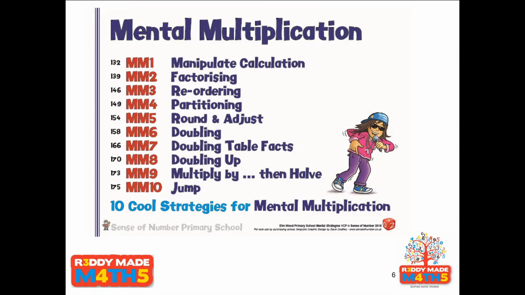Let's have a quick brief look at the strategies we've seen so far. Well, we started day 1 with a look at all of the strategies. Day 2, we looked at reordering. Day 3, we looked at partitioning. Day 4, we looked at round and adjust. And then today, we've looked at factorising. Tomorrow, we're going to look at a range of different strategies that are all connected with doubling.